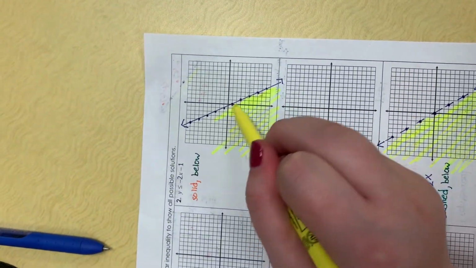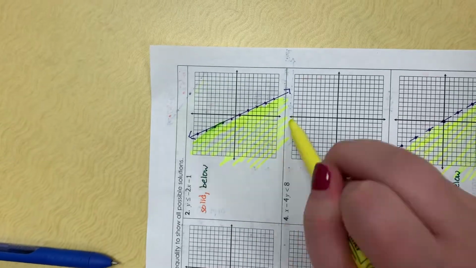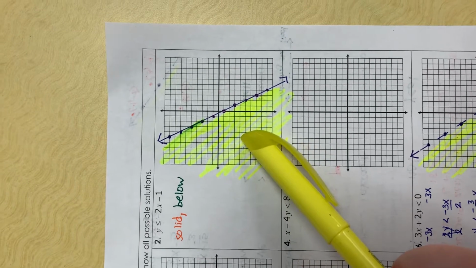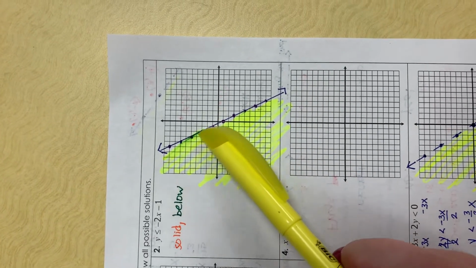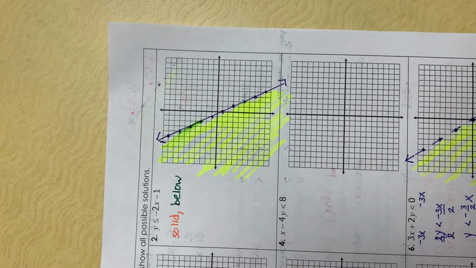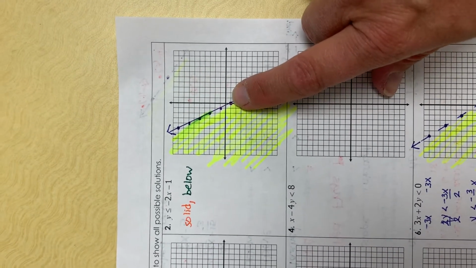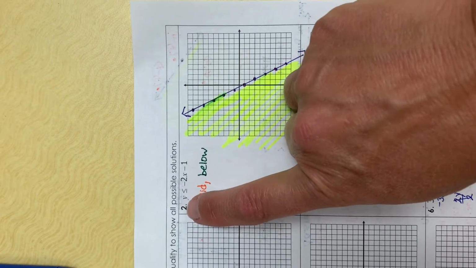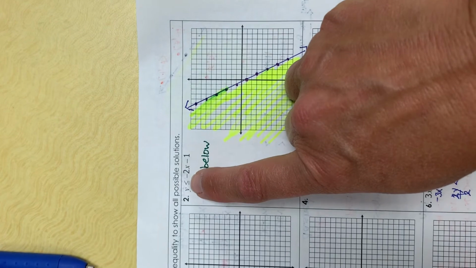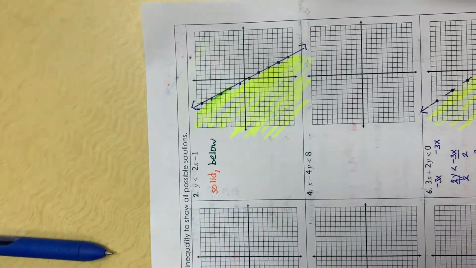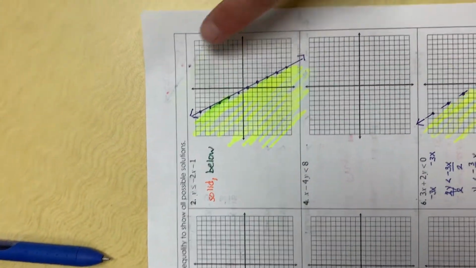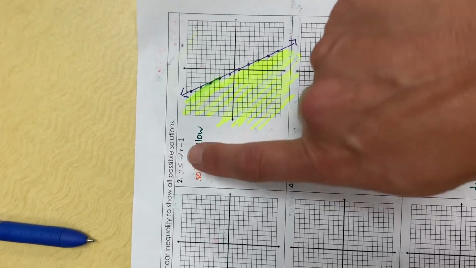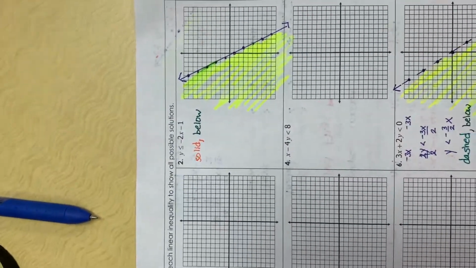Remember, the shaded area represents all of the solutions. So in this problem, the solutions are in quadrant 2, quadrant 3, quadrant 4, and I can include the boundary line because it's solid. That means if she picked 0, -1 as a point, if I plugged in 0 for x and -1 for y, I would have -1 is less than or equal to -1. That's a true statement, so the boundary line is included. If we chose points over here, they would not make this true. Remember, if we chose points in the highlighted area, we could plug them in and check that they would be true.